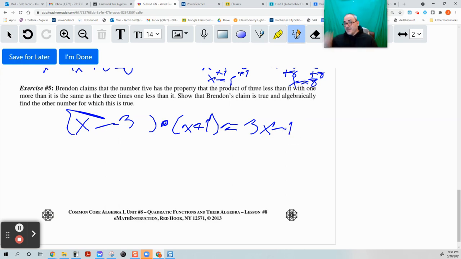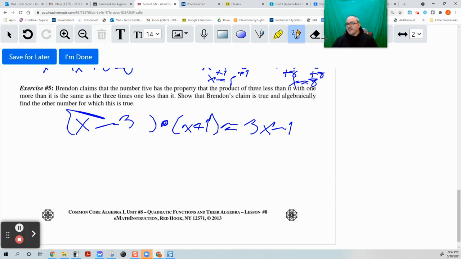Okay, so there's a number out there. He thinks that 5 works for this. Let me think. Does 5 work for this? 5 minus 3 is 2. 5 plus 1 is 6. 2 times 6 is 12. Is that the same thing as if 5 is equal to x over here? 5 times 3 is 15. 15 minus 1 is 14.